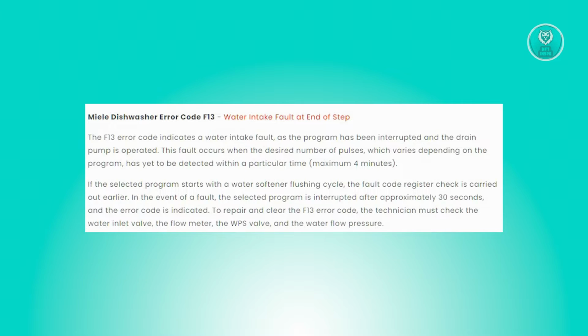So the F13 error code signals a water intake issue in the dishwasher, causing program interruptions and activation of the drain pump. This fault occurs when the dishwasher fails to detect the expected number of pulses within a specified time frame, typically up to 4 minutes, depending on the program being run.